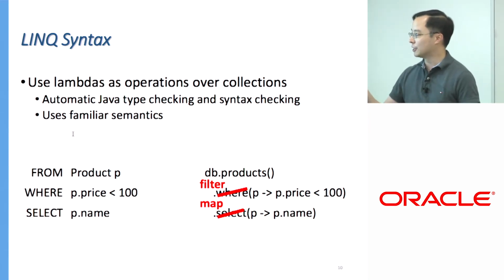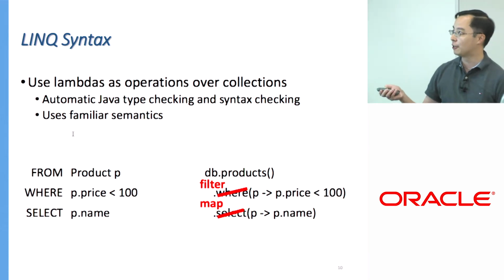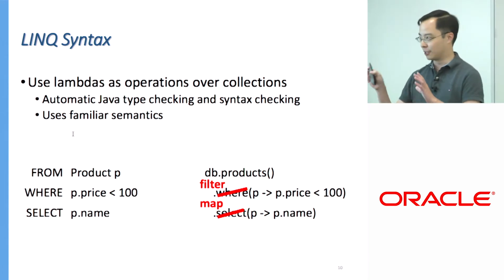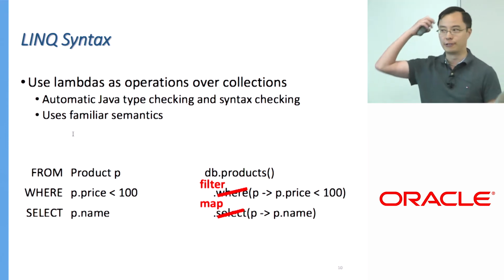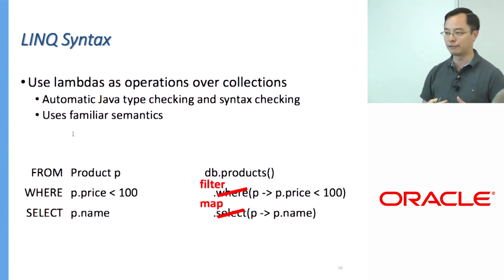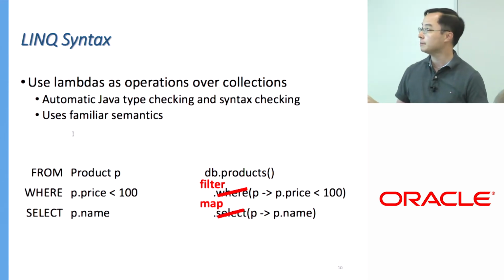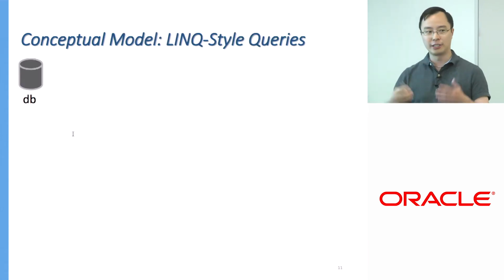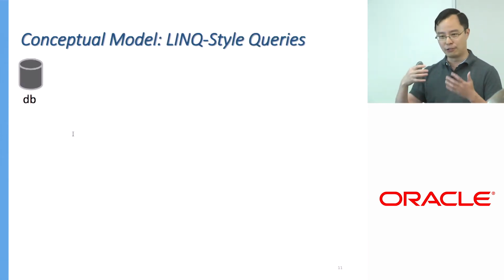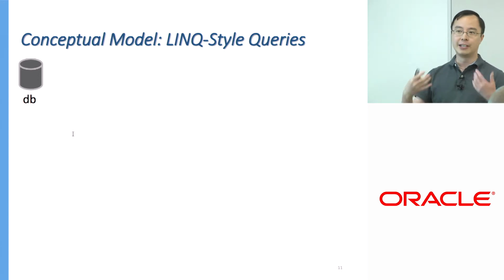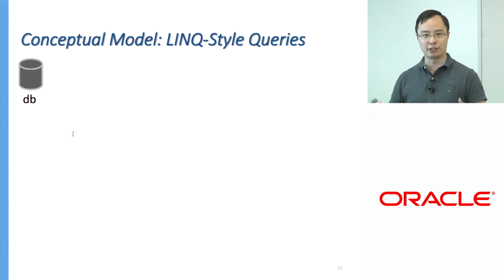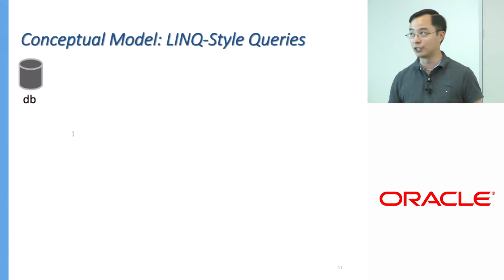One advantage, though, is that since all this code is written in Java, you automatically get Java type checking and Java syntax checking. Because this is Java code, the Java compiler will automatically do your type checking for you, and so the error checking you have to do on your side is much less. Conceptually, as I said, when you build up queries using these LINQ-style queries, it's exactly the same as working with large lists of data in a functional language.